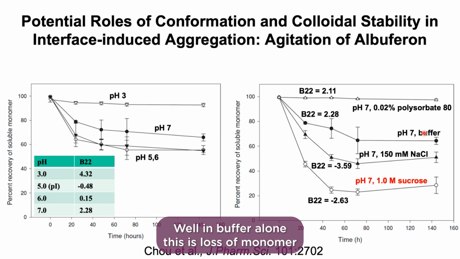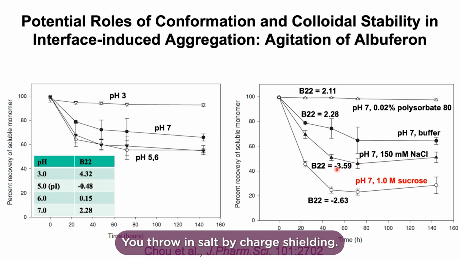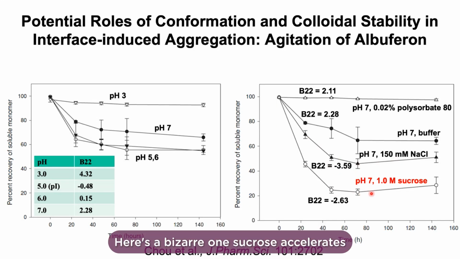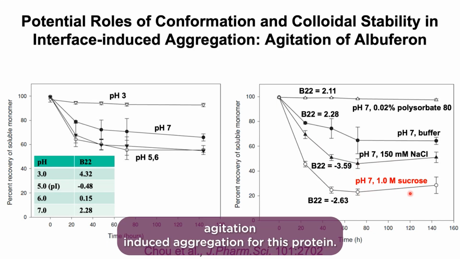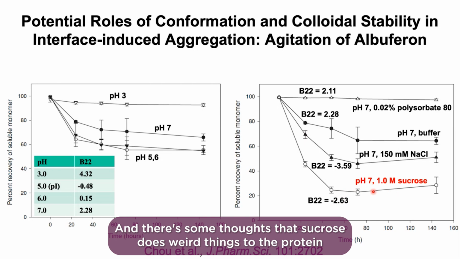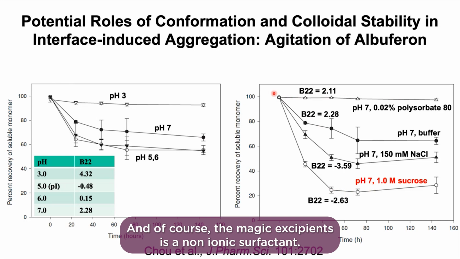Well, in buffer alone, this is loss of monomer at pH 7 again, a moderate colloidal stability. You throw in salt, by charge shielding, you lose your colloidal stability and the protein aggregates more quickly. Here's a bizarre one. Sucrose accelerates agitation-induced aggregation for this protein. It does reduce colloidal stability, and there's some thoughts that sucrose does weird things to the protein at the air-water interface. And of course, the magic excipient is a non-ionic surfactant.